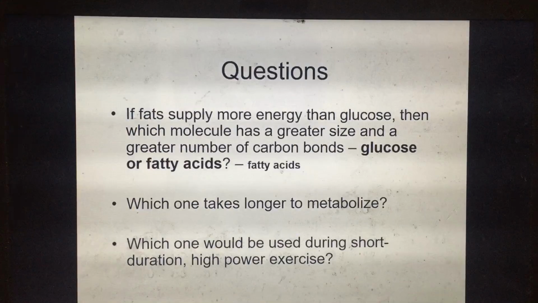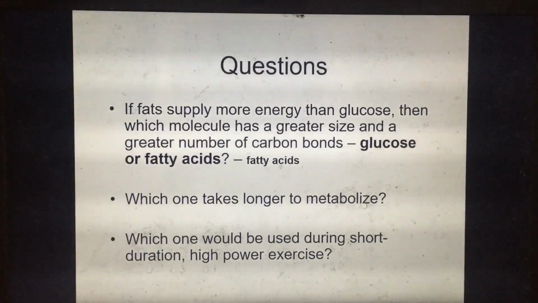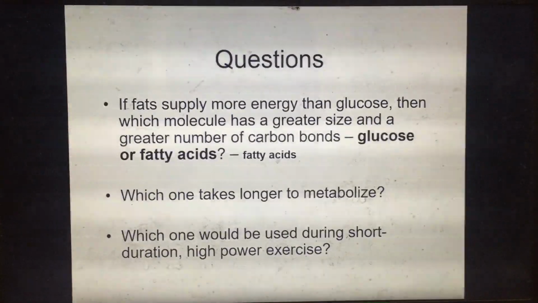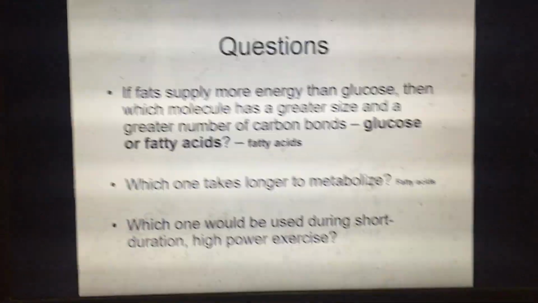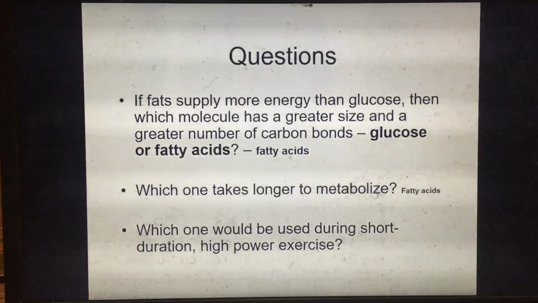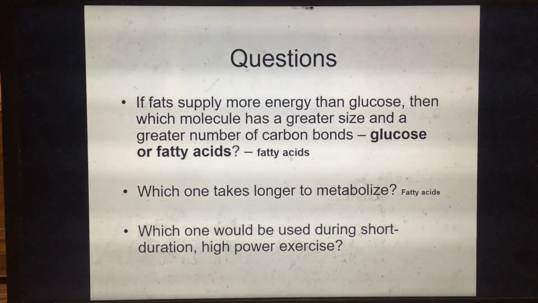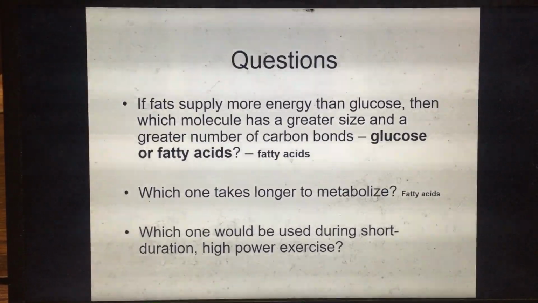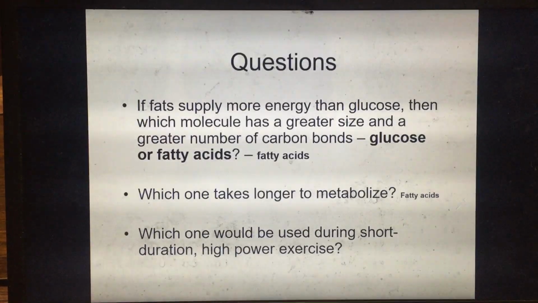the breakdown of glucose. Which molecule takes longer to metabolize? The correct answer here would be fatty acids. Just because they're bigger, they have to go through an extra metabolic pathway in the mitochondria to be broken down. And so that's just going to take longer to break down because they're bigger.